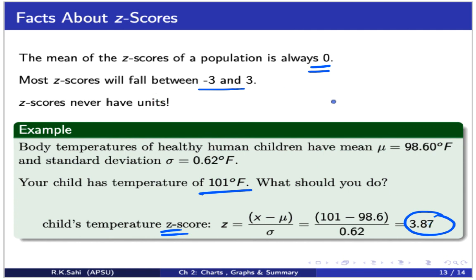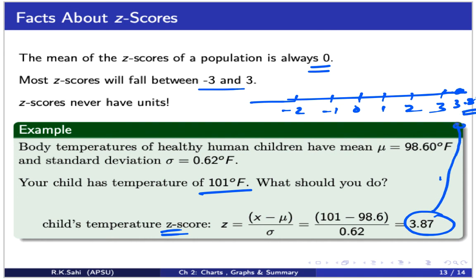Oh my gosh, it is beyond 3 standard deviations. Remember, if you have 0, then 1 standard deviation, 2 standard deviations, 3 standard deviations to the right, and -1 means 1 standard deviation to the left of the mean, -2 the second. So this number, 3.87, is somewhere here. It's way beyond the 3 standard deviations to the right of the mean. Okay, this is the mean, guys, remember. So what is the step you take? You just go to the hospital with your child.